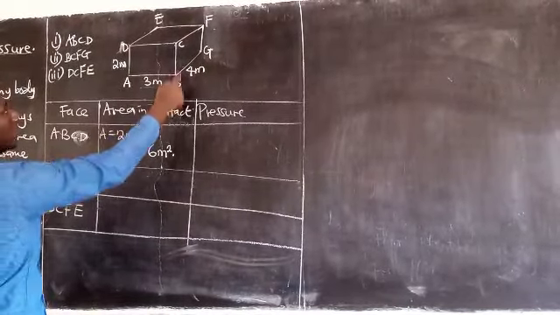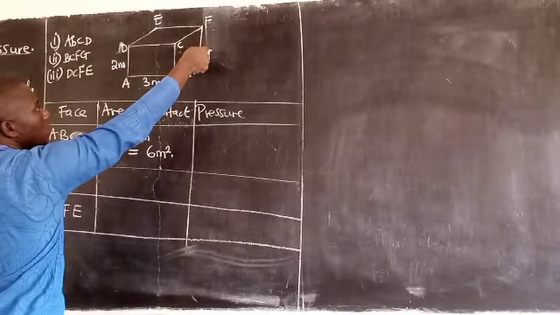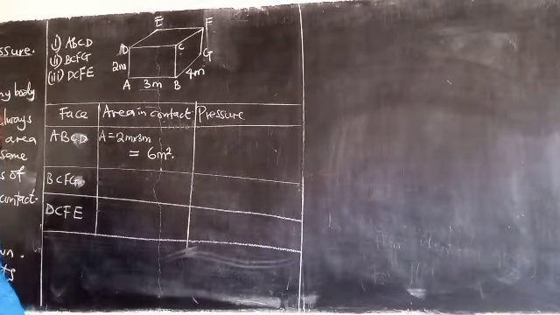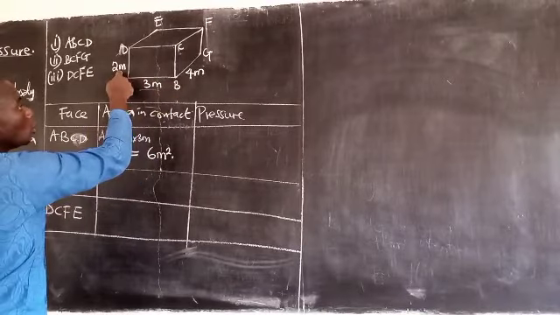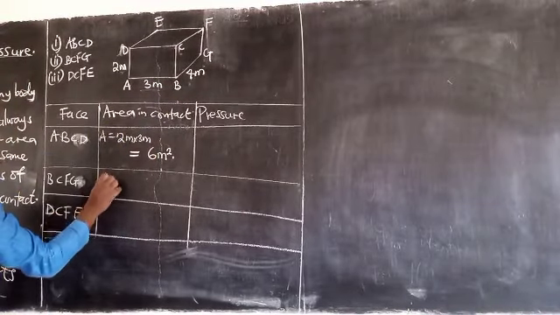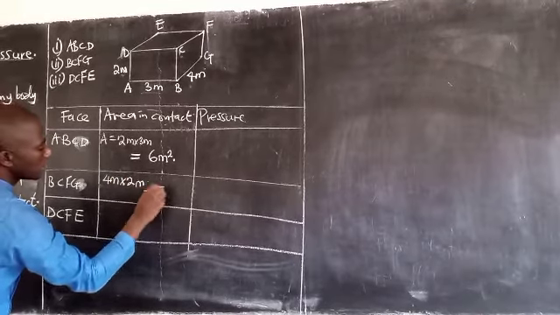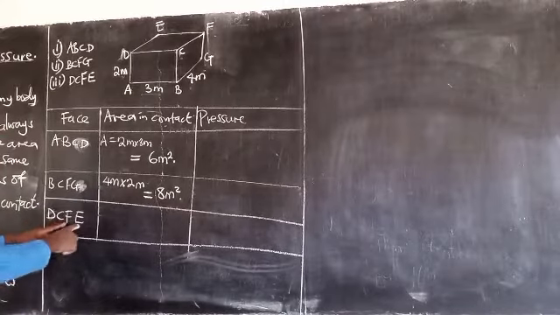BCFG. This side is the same as this side, and the same as this one, which is 2. So that will be 4 meters times 2 meters, and this gives 8 meters squared. Then DCFE.